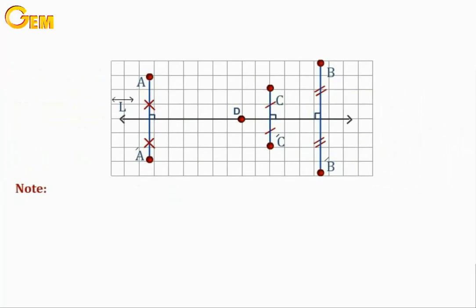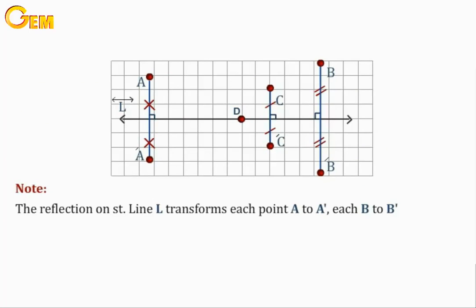Note: the reflection on straight line L transforms each point A to A dash, each point B to B dash, such that A and B don't belong to L. Also, A dash and B dash don't belong to L.